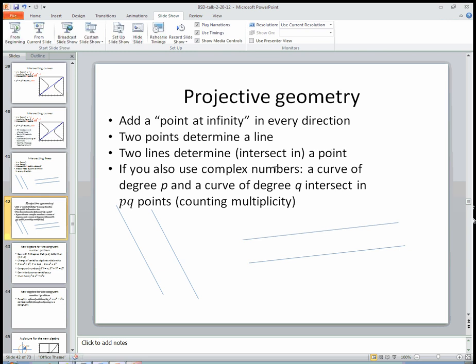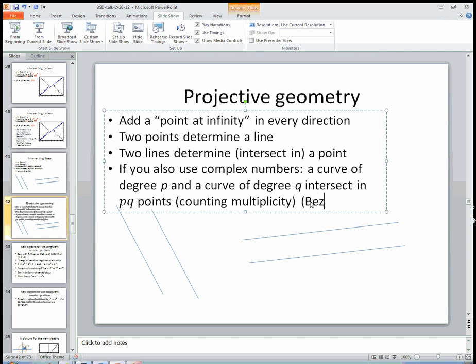So if you also use complex numbers and you have this idea of adding these points at infinity, it's called projective geometry. And what you get is finally this theorem. It's called Bézout's theorem. If you use complex numbers, you count intersections with multiplicity, and you work projectively, then it's true that a curve of degree p and a curve of degree q intersect in p times q points. And that's a very, very big theorem about projective geometry. We're going to use that when we go back to the congruent number problem in later parts of this video.